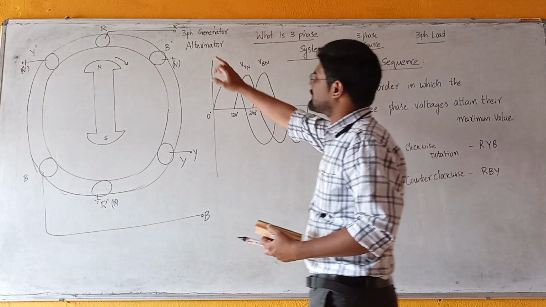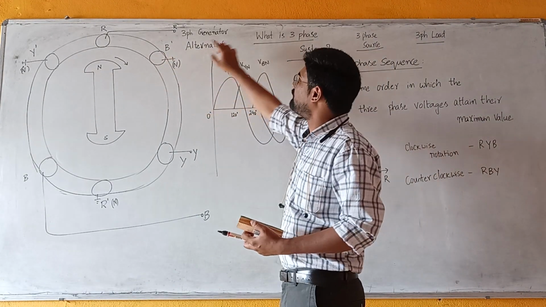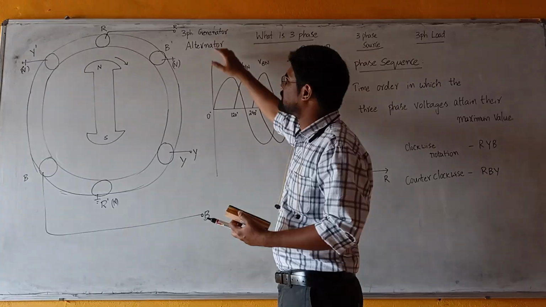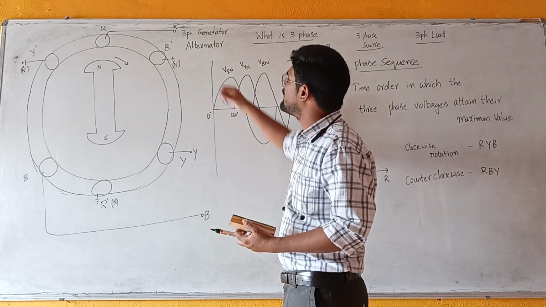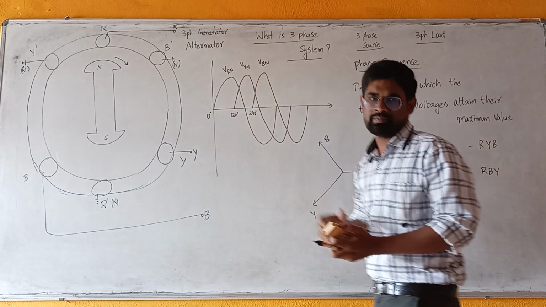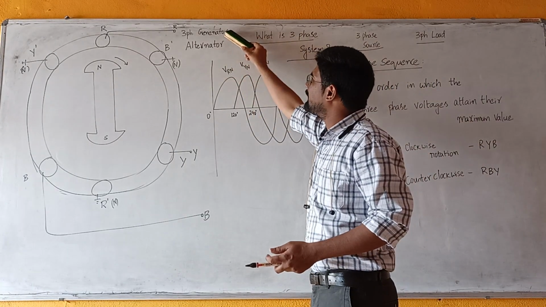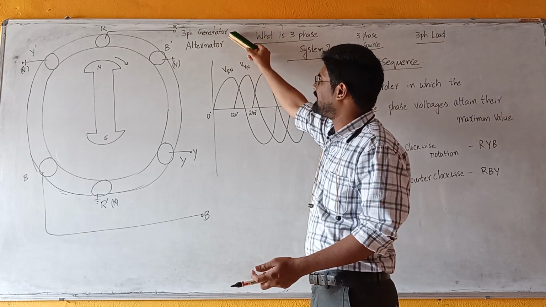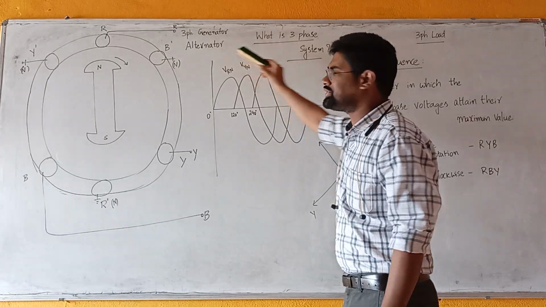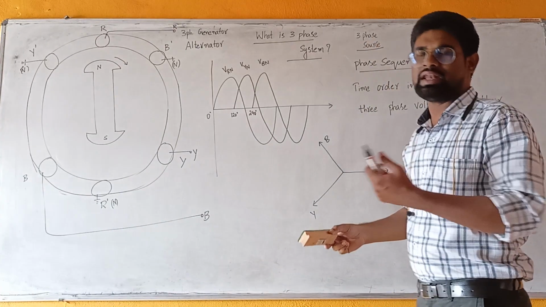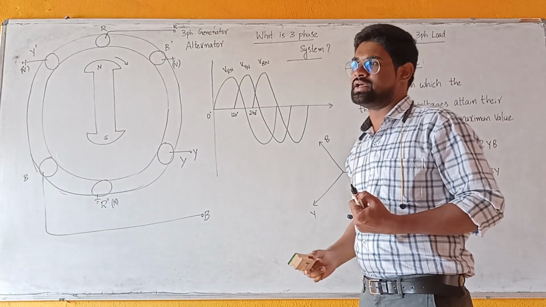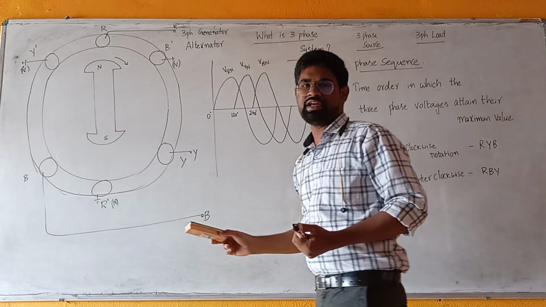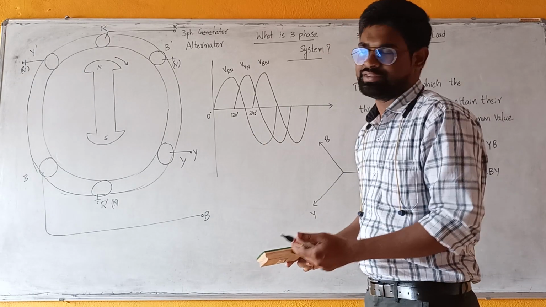Now the three-phase AC source means a three-phase generator. We will get three-phase supply from a three-phase source, and what is the source? It is a three-phase generator, which is otherwise termed an alternator. A three-phase generator or alternator is the three-phase source from which we will get the three-phase AC supply. Now what is a three-phase alternator or generator? Let us have a brief look at that.